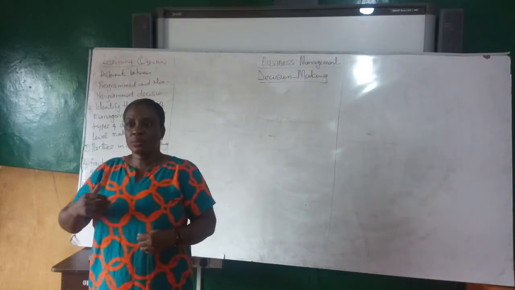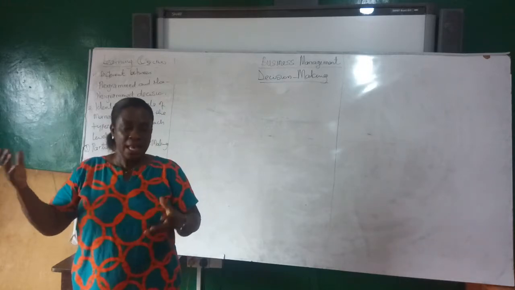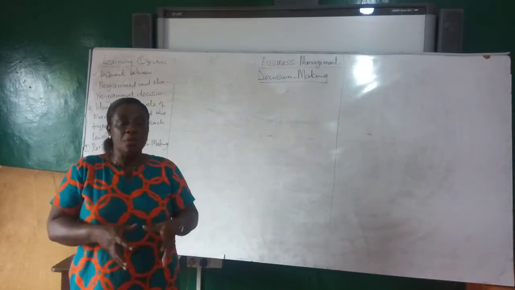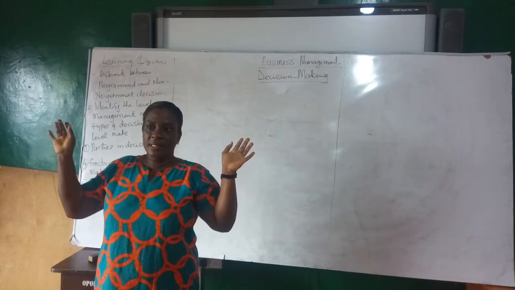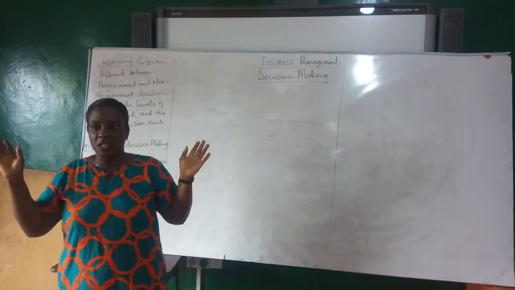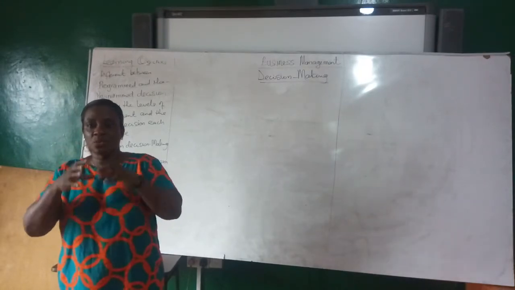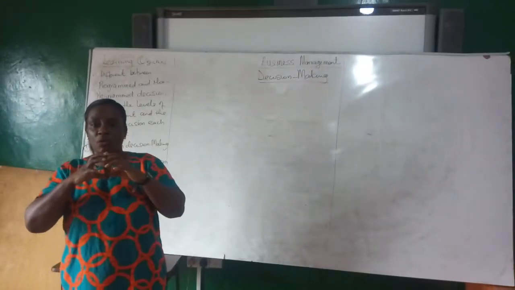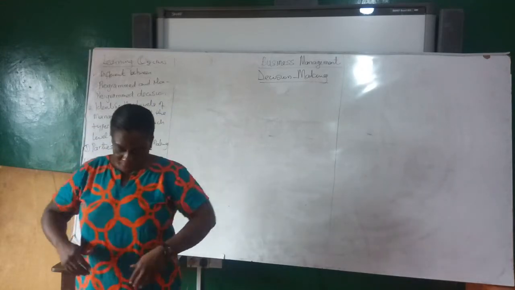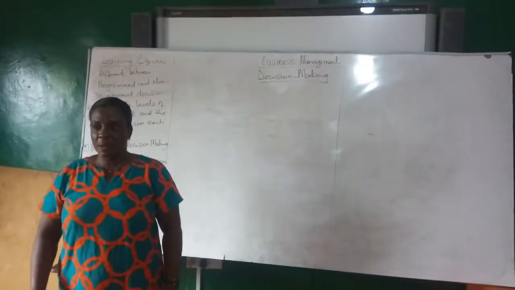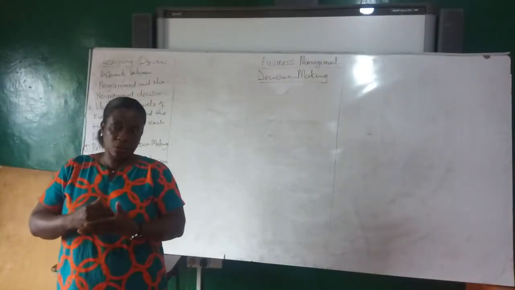Then we talk about non-programmed decision. That one tells you that it is a one-off decision. Something happens and quickly a decision ought to be made to solve the situation. And when the situation is solved, we let go of that decision that we made. A typical example is now that COVID-19 is here, everybody is wearing nose masks. I am sure when the COVID is all gone, we will not wear our nose masks as it is mandated for us to wear. So we talk about non-programmed. It is a decision taken once, and when the problem is solved, it's gone.